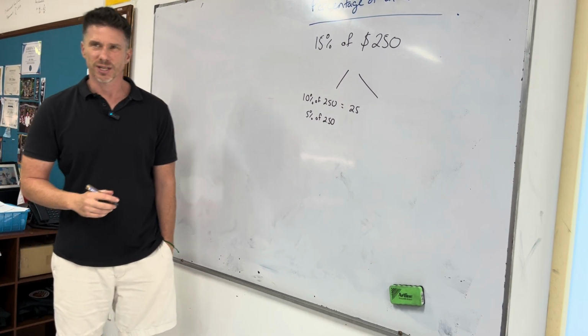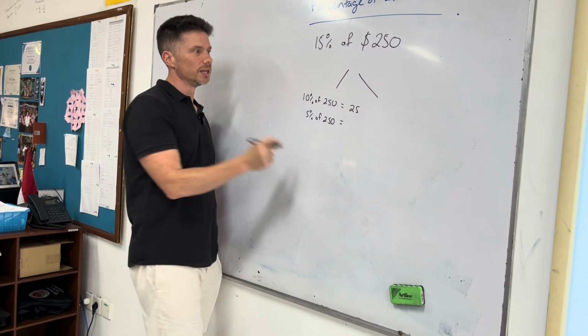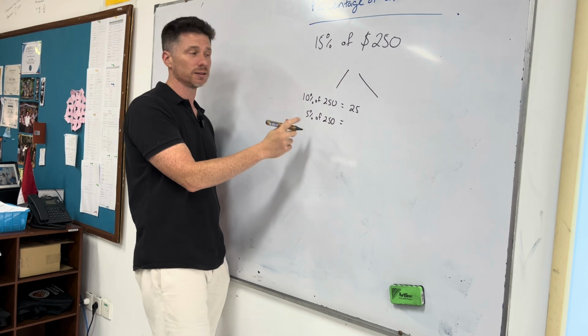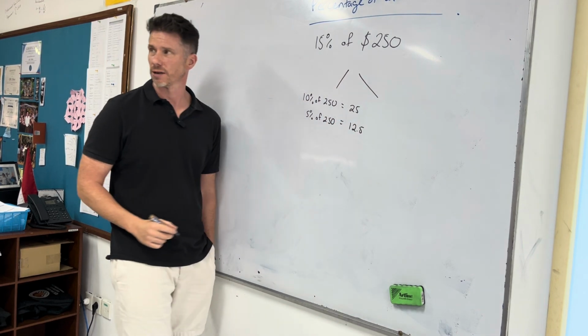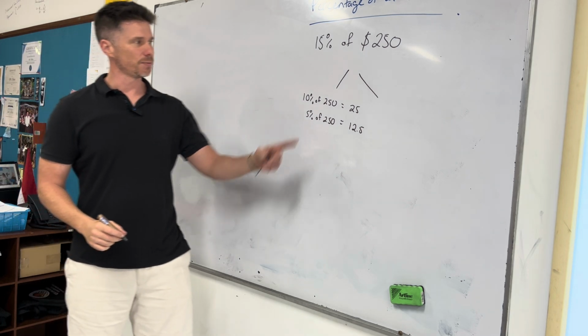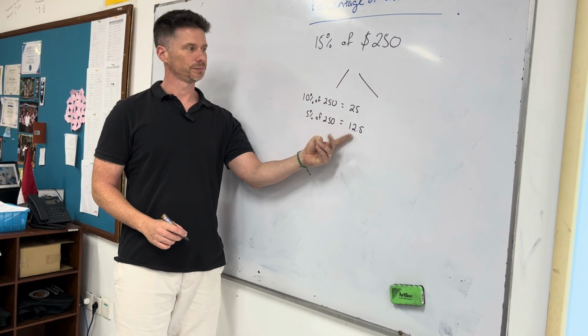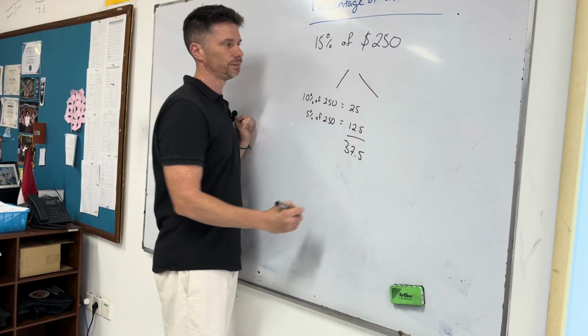How do I get 5% when I know what 10% is, Flynn? You divide 10% by 2. Yeah, so I know that this is 10%, so 5% is half of that. So half of that is 12.5. I've halved that. If 10% is 25, half of it is 12 and a half. Add those together, I get 37.5.